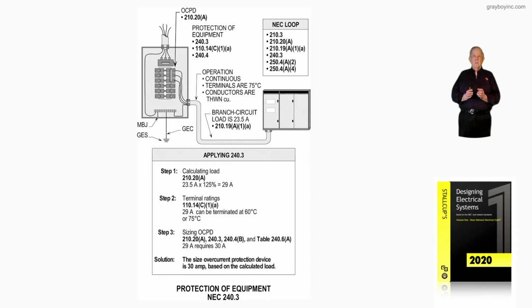The branch circuit load is 23.5 amps, so we're going to calculate the size of the conductors in accordance with 210.19(A)(1) to derate the loading of the breaker 80%, reduce it down to 80%. So step 1, 210.20(A), 125% of 23.5 is 29 amps. Now, most of the time at that value, you could round that up.